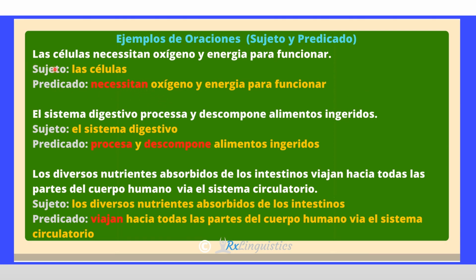So when you see las células necesitan oxígeno y energía para funcionar, las células is the subject, sujeto. Necesitan oxígeno y energía para funcionar is the predicate. The predicate includes the verb, and everything to the right of the verb is the object. So you can see subject, verb, object. SVO, same as in English, the same structure. But Spanish has other structures.